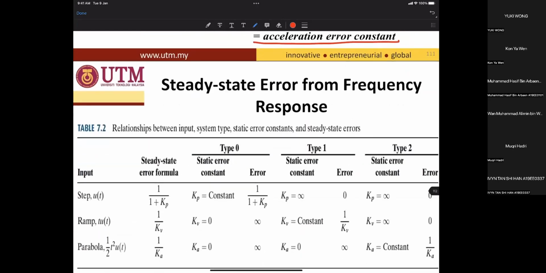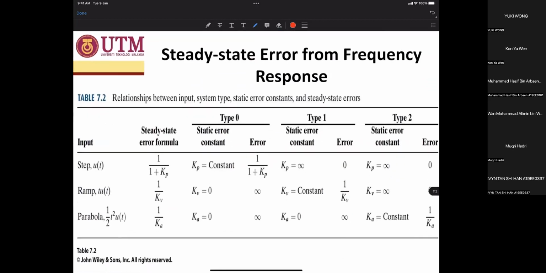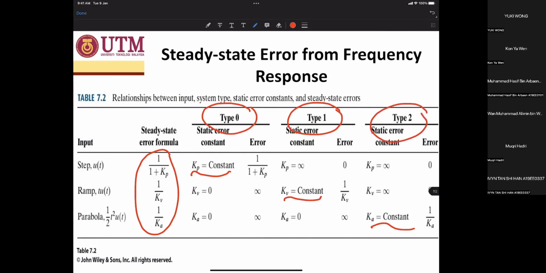So all of this we can summarize in one table: the steady state error from the frequency response for step, for ramp, and for parabolic. The steady state error is given by 1 over 1 plus Kp for step, 1 over Kv for ramp, and 1 over Ka for parabolic, where Kp, Kv and Ka are constants. It relates to the type of the system. Type 0 has no poles at the origin, type 1 has a single pole at the origin, and type 2 has a double pole at the origin.